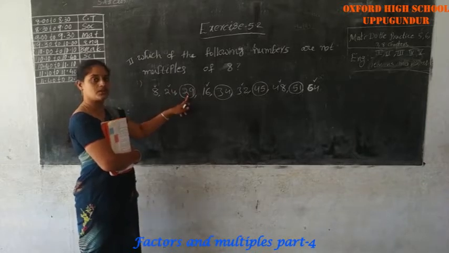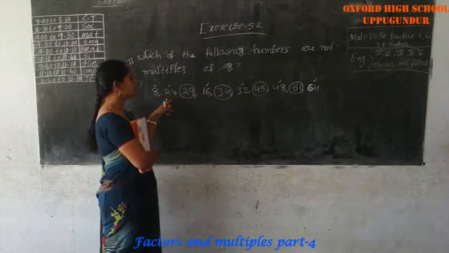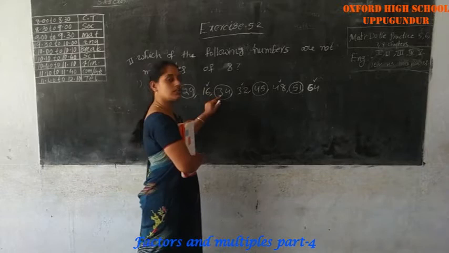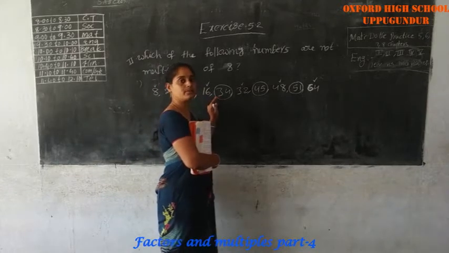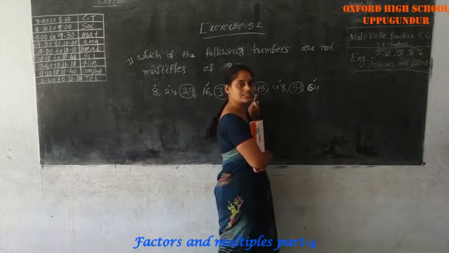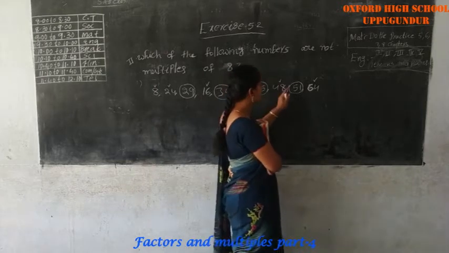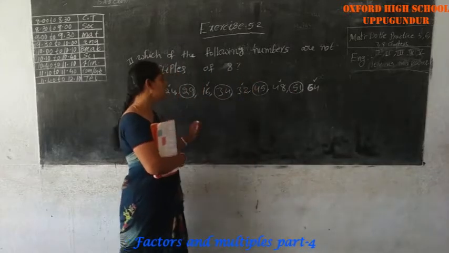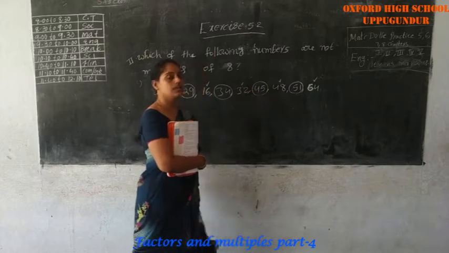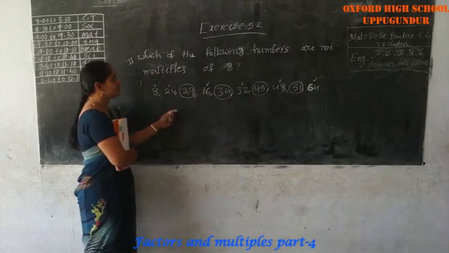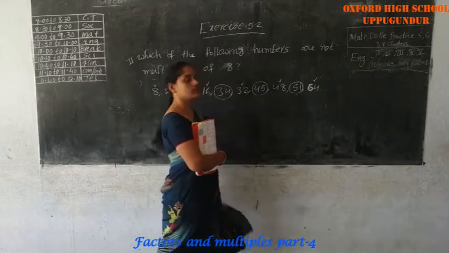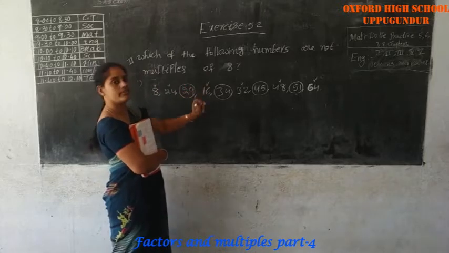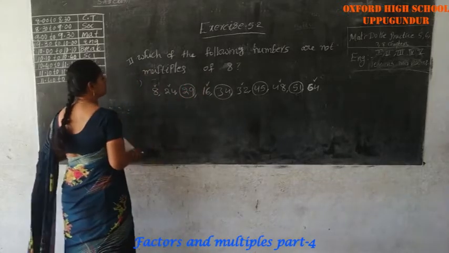29, is it possible in the 8 table? Not possible. 8 3 jar 24, 8 4 jar 32, 29 is not there. Next, 34, in the 8 table, possible or not? Not possible. Next, 45, also not possible in the 8 table. Next, 51, also not possible in the 8 table. Okay, these are not multiples of 8: 29, 34, 45, 51. Next we will take another value.